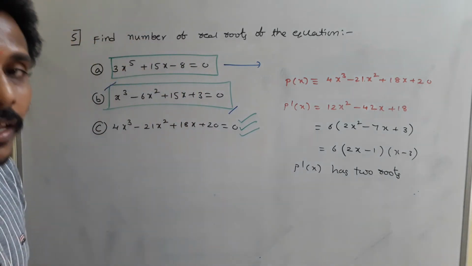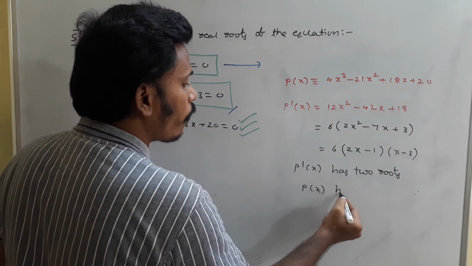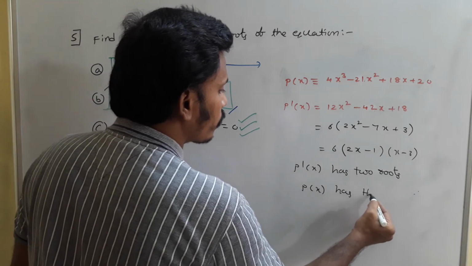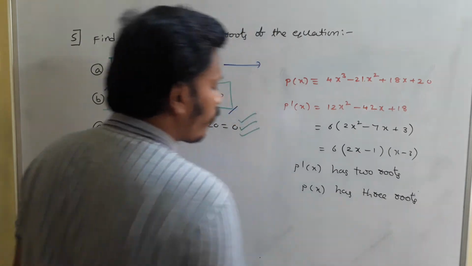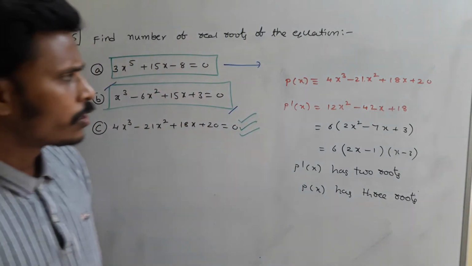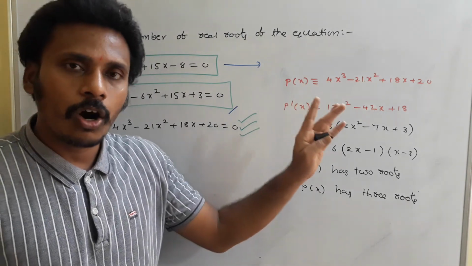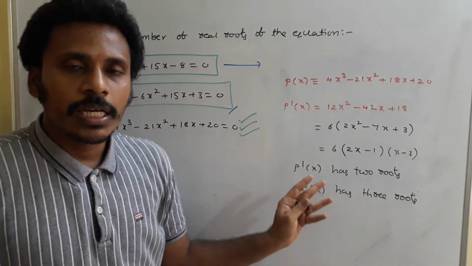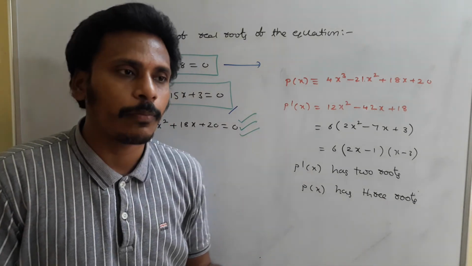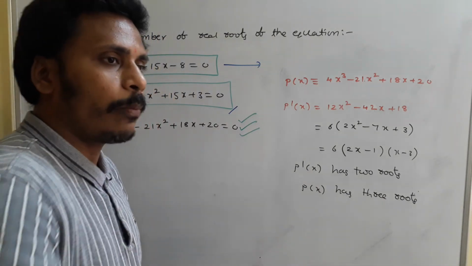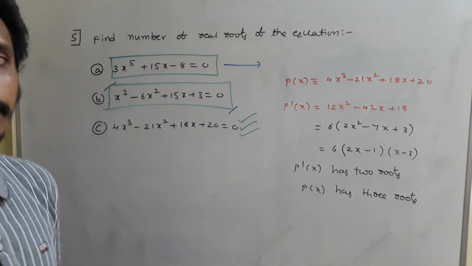Since p dash of x has two roots, which concludes that p of x has three roots. As we discussed, p of x has three roots. So finally, this given polynomial has three roots, and those three are all real roots. That's it. This is the way of counting the number of real roots for the given polynomial equations with the help of Rolle's theorem. Have a look.